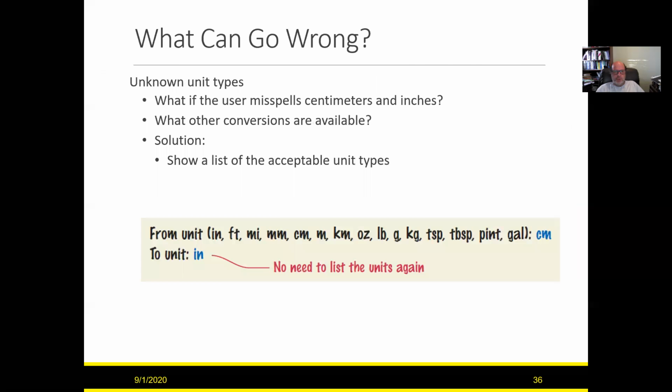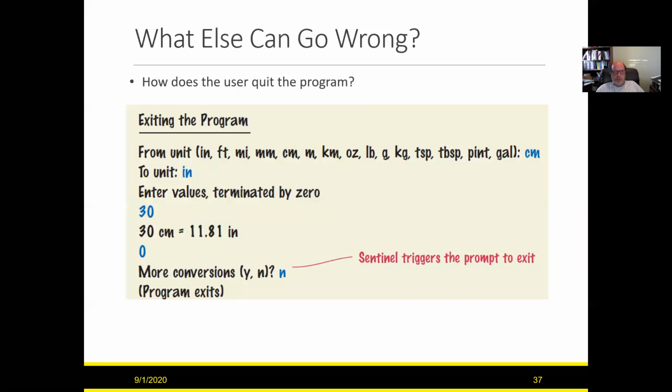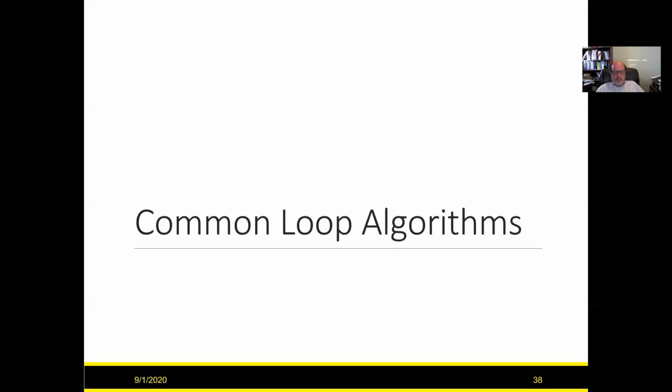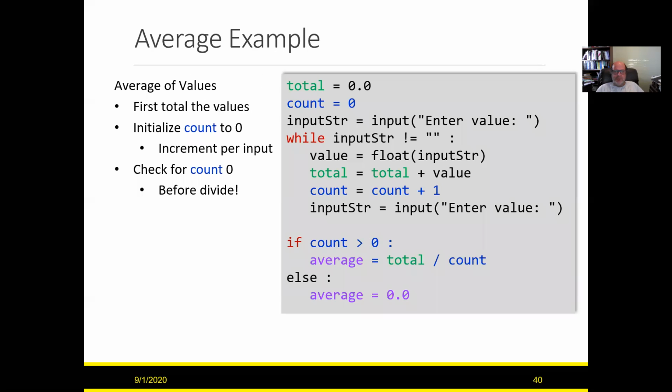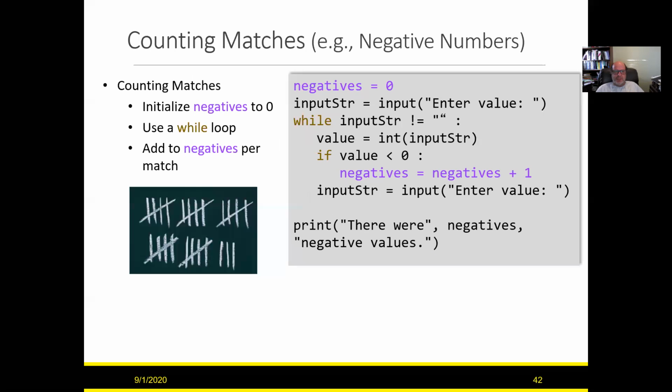I'm not going to go through this storyboard. I suggest you take a look at it. Common loop algorithms, we can do the sum, average, counting matches, prompting until a match is found, maximum, minimum, comparing adjustment values. So those are the examples that are in there.